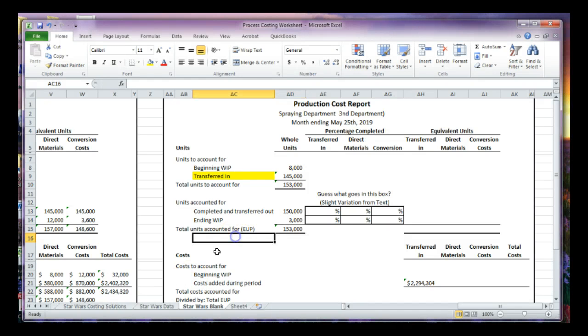And now we've accounted for 153,000 units. That's good. If you miss some units, then your cost gets all wacky. Remember, your transferred in costs are always 100% complete, and your completed costs are always 100% complete. So then let's go back here.